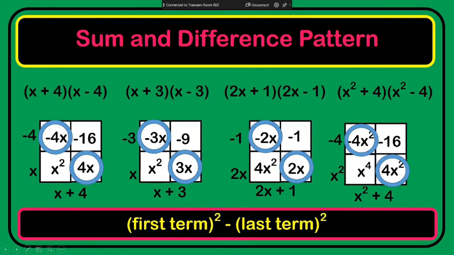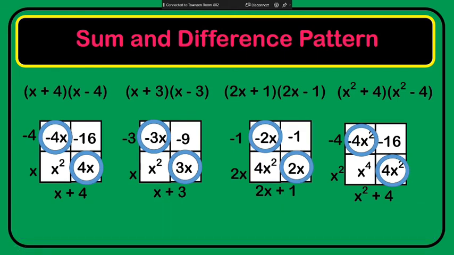So in the sum and difference pattern, our answer is only going to be a binomial. We'll have the first term squared, that's where our x squared is here, and we'll have our last term squared, that's where our 16 is right there. But we will always have a minus sign in between because that 16 is the product of a negative and a positive. Here the 9 is a product of a negative and a positive. The 1 is a product of a negative and a positive. The 16 is a product of a negative and a positive.